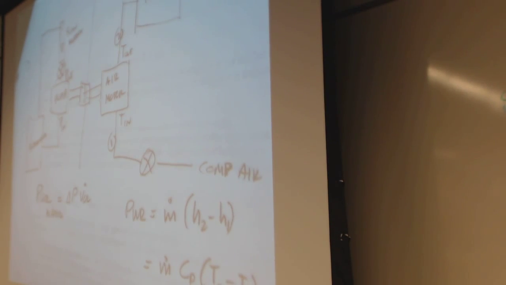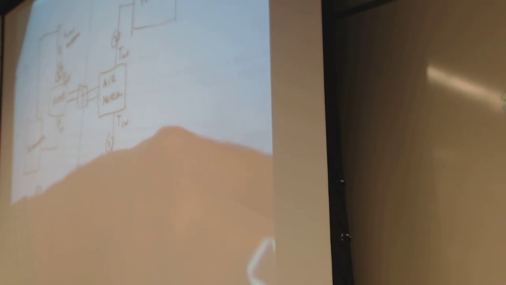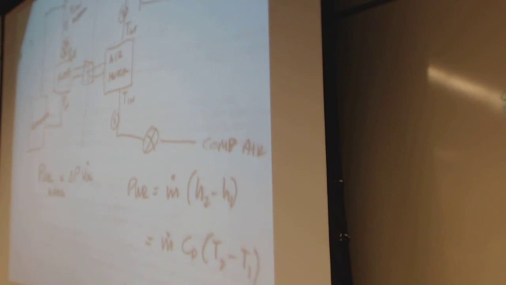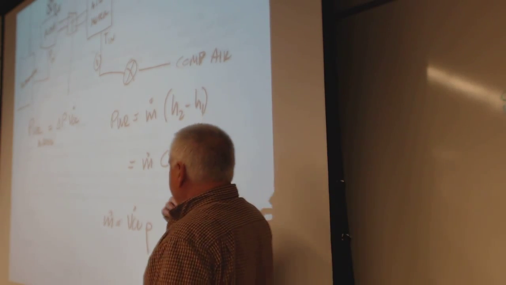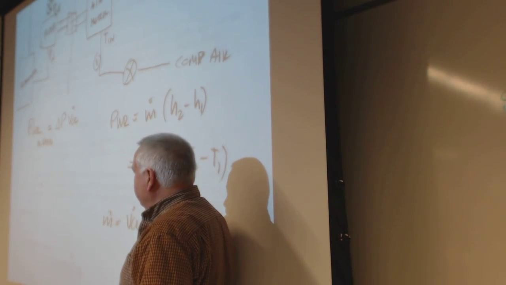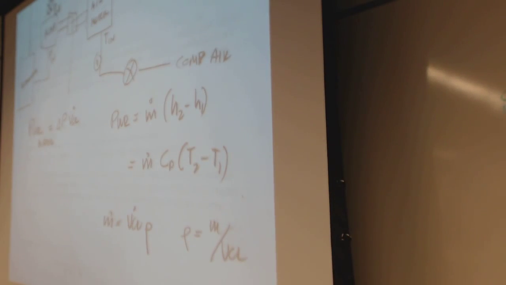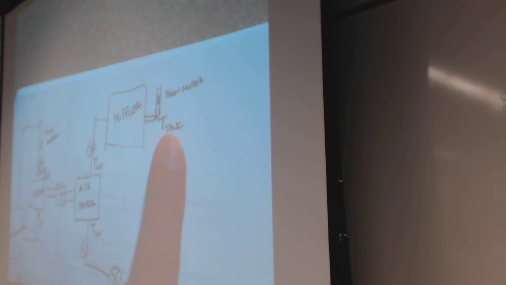Times density. What is density? Density is mass per unit volume. So mass per unit volume times the volume flow rate should get me a mass flow rate. So the density depends on the temperature, and density would depend on the temperature where you're measuring the volume flow rate. So there's a temperature probe in the muffler tank that tells us what temperature the volume flow rate is being measured at.